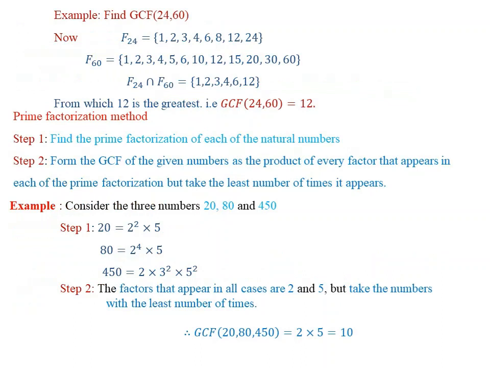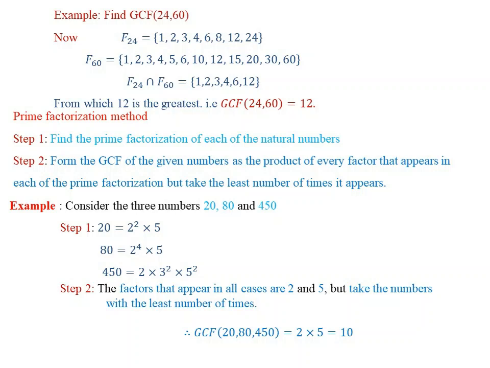For example, GCF of 24 and 16. To find it, we first find the factors of 24 and the factors of 16. Factors of 24 are 1, 2, 3, 4, 6, 8, 12, 24. Factors of 60 are 1, 2, 3, 4, 5, 6, 10, 12, 15, 20, 30, 60.